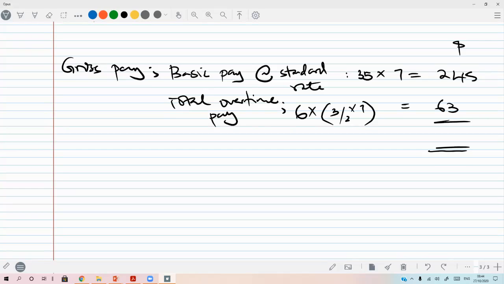Therefore, the gross pay to this employee was 245 plus 63 to give us how much? $308. Okay, that's the pay to the employee for that particular week. That's the gross pay.